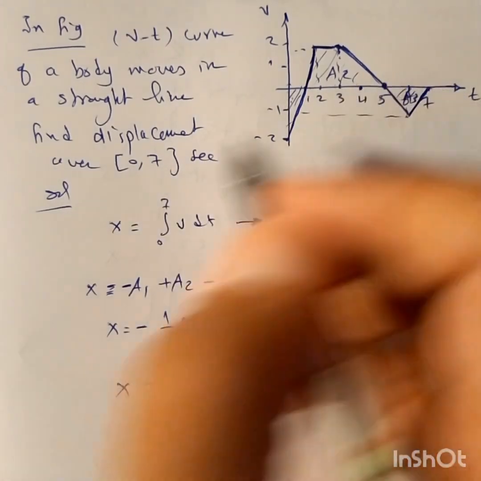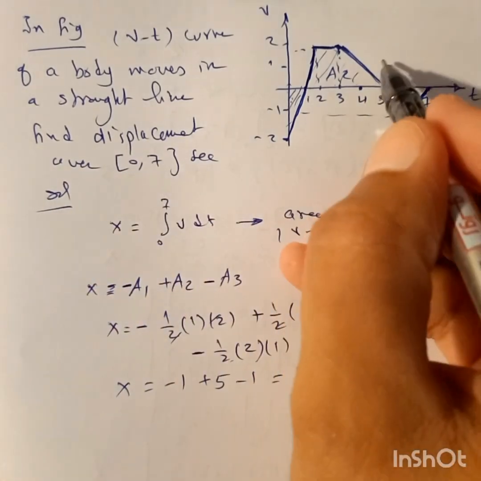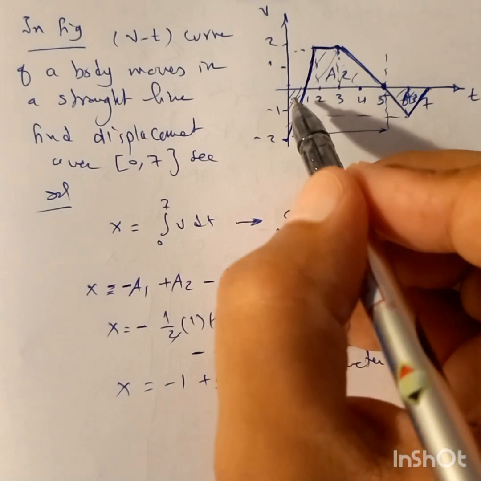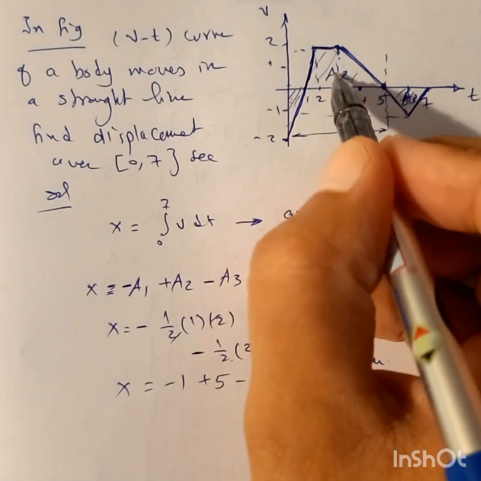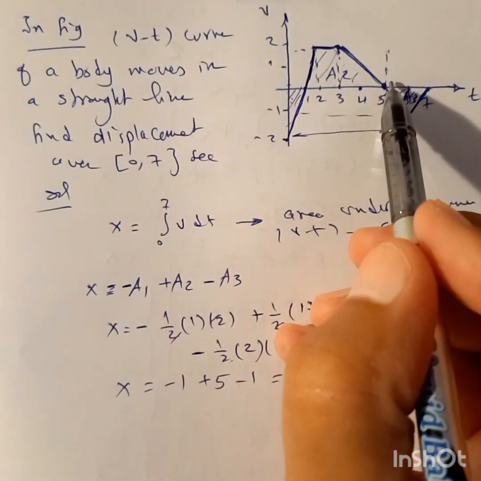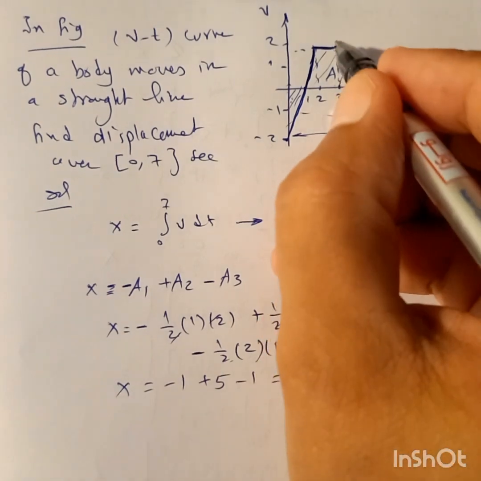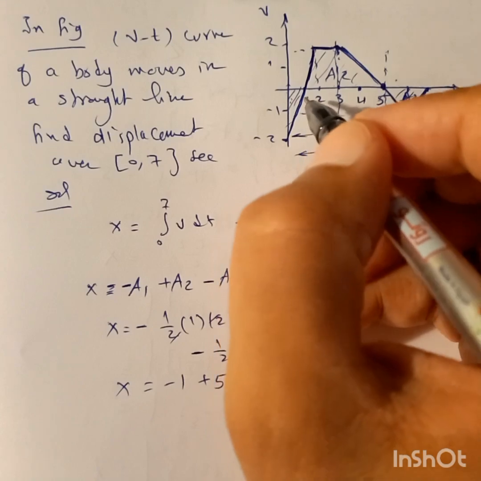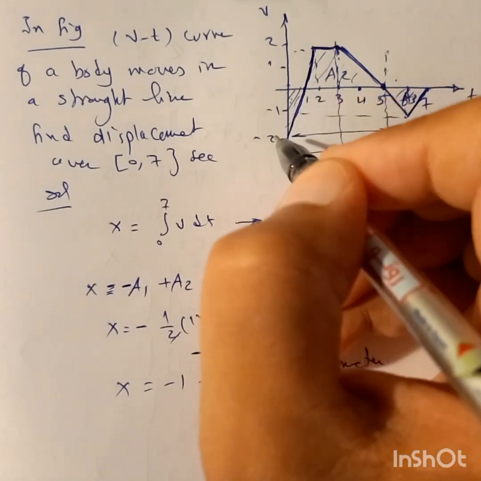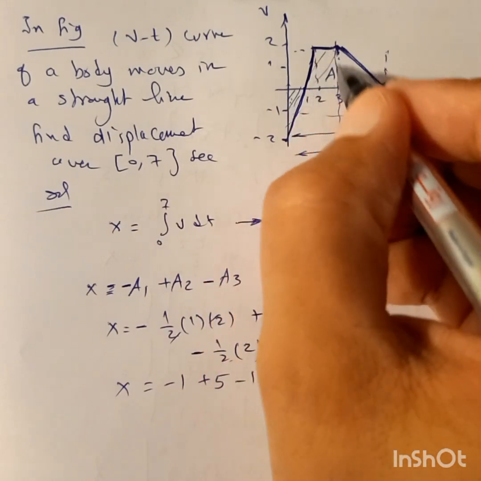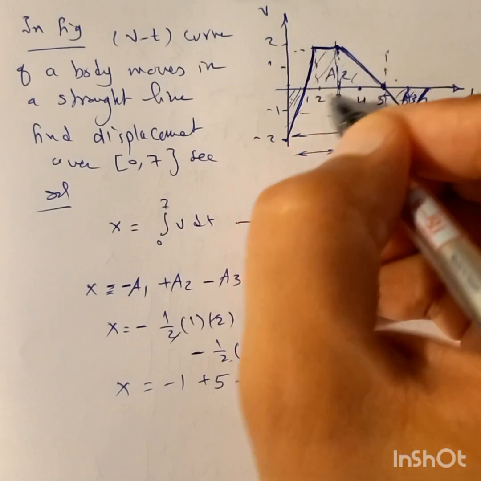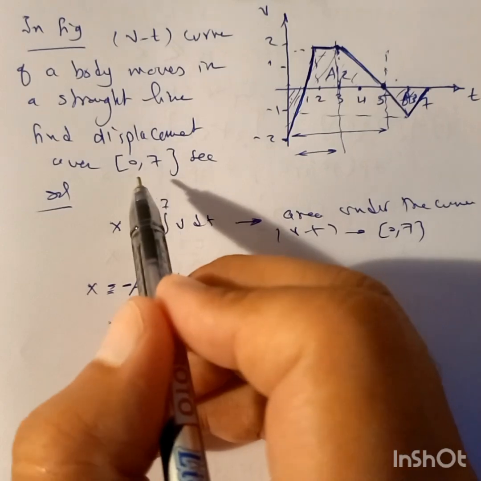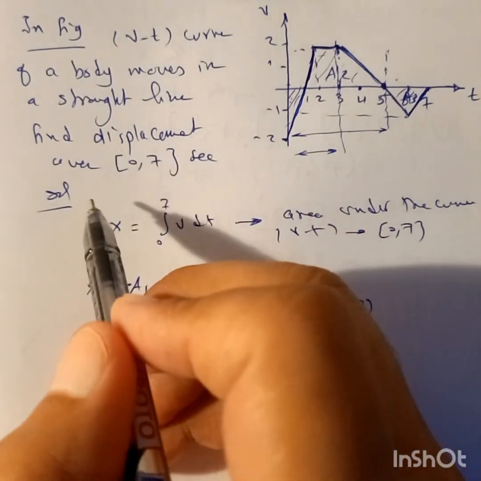If it's required to find from, for example, 0 to 5, then we will use this time interval only. Then we'll add negative a1 plus a2 only, and we'll remove this one. If it's required to find from 0 to 3, then we are going to calculate the area of this triangle and the area of this shape from 1 to 3 only. You have to take care over which time interval you are calculating the displacement.